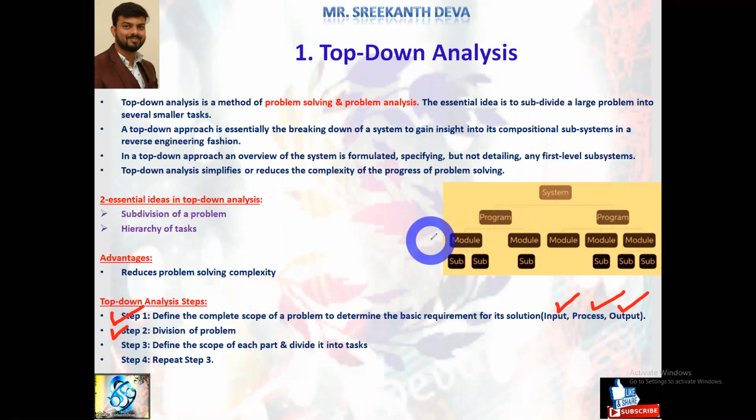Carefully define the scope of each of these separate tasks and subdivide them, if necessary, into two or more further smaller tasks. Again, they are going to be divided into sub divided modules, or modules are going to be divided, or sub programs are going to be divided. This is about step 3. Define the scope of each part and divide it into a number of tasks. Last step, repeat step 3. Every step at the lowest level describes a simple task which cannot be broken further.